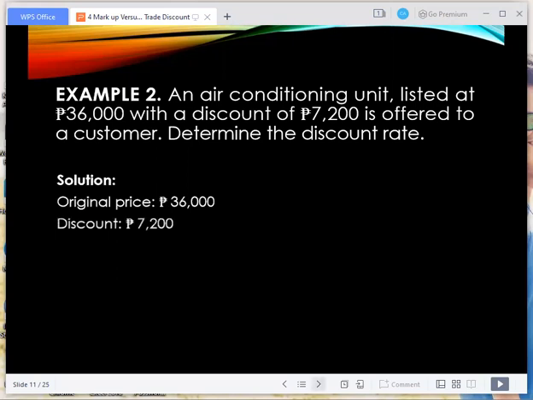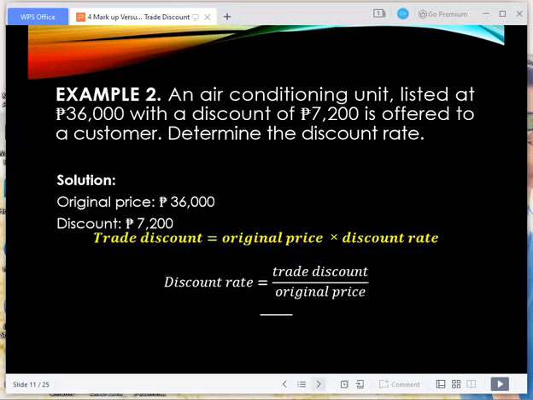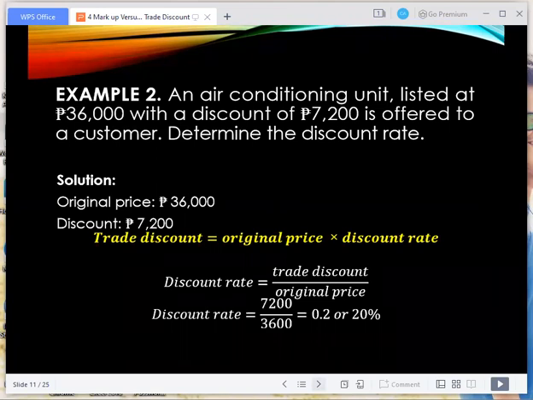So our formula, the discount rate is equal to trade discount divided by the original price. So our trade discount is 7,200. The original price is 36,000. So you'll get a value of 0.2. But because what we want is a discount rate, we multiply it by 100 to get 20%.